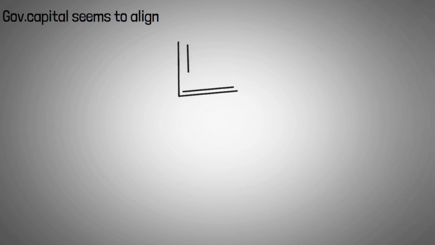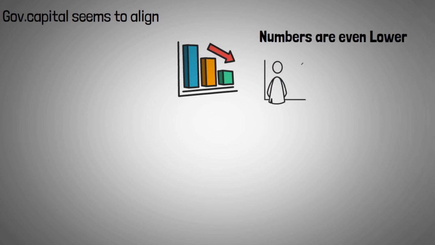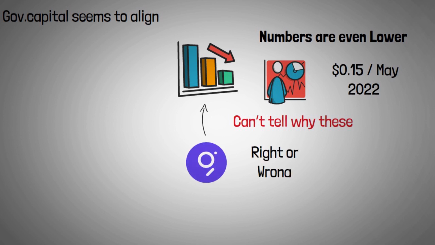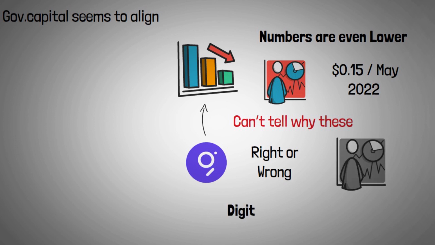Gov.Capital seems to align with the same downtrend trajectory as Wallet Investor. In fact, the numbers are even lower. The site predicts that GRT will reach 15 cents by mid-May 2022, where its predictions end. We can't tell why these two price analysts think GRT will drop in 2022. We also can't say that they are right or wrong. This is because some other price trackers are hopeful that this digital asset might rise in 2022.